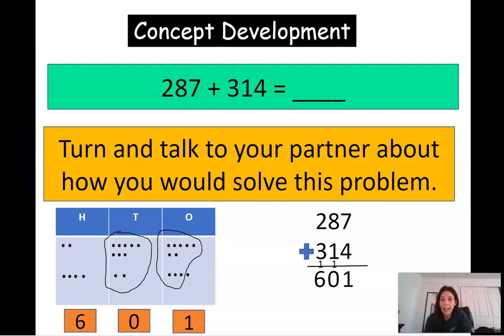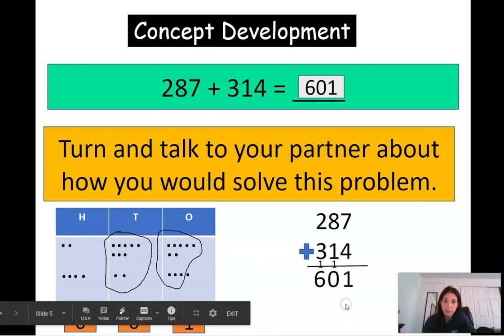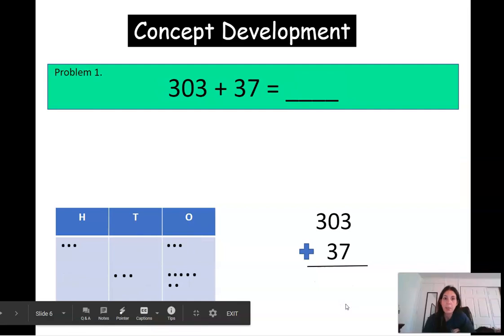That was a little more complicated than the first two problems where we really only had to focus on our hundreds and then our tens. When you have to focus on your hundreds, your tens, and your ones, sometimes it can get a little more tricky, and that's why we have other strategies we can use. Okay, let's look at another problem.